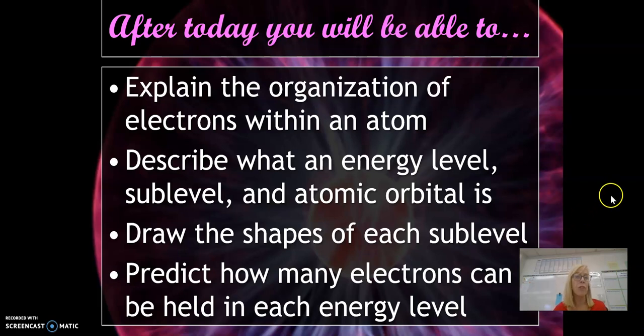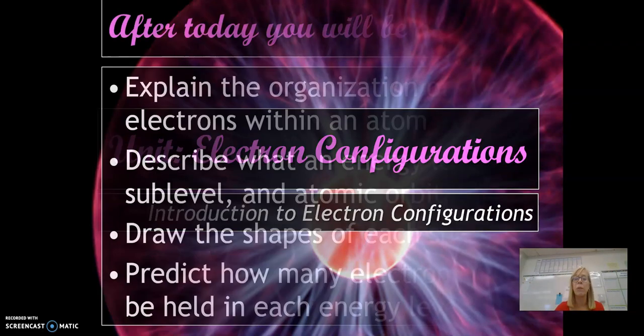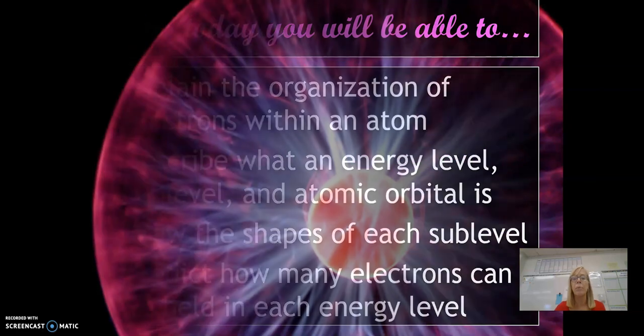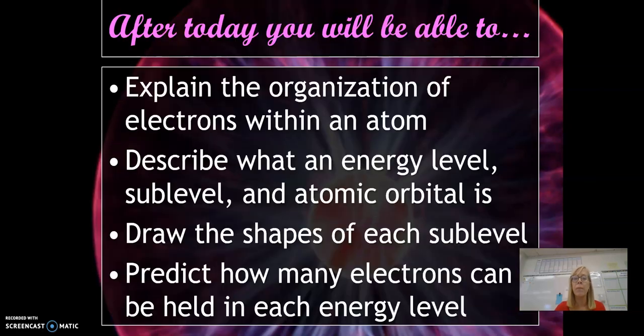After today, you can explain the organization of electrons, and then we're going to find out what an energy level, a sublevel, and an atomic orbital is. You'll be able to see the shapes of them. And then we're going to predict how many electrons are held in each energy level.